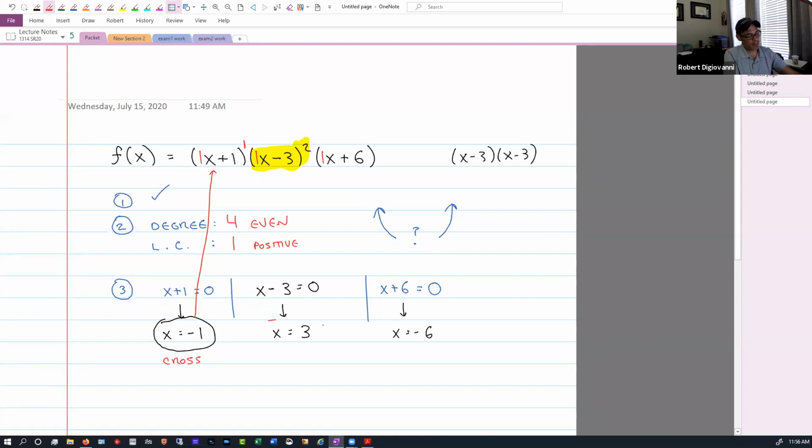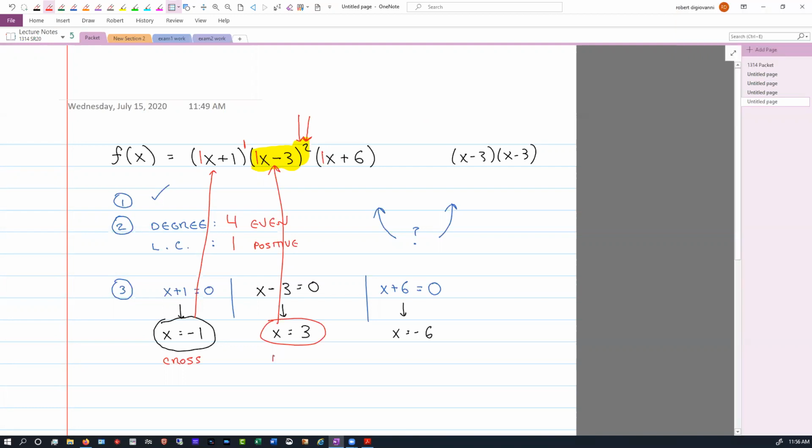Okay, on the 3, where did that come from? It came from this factor. Now, what's the power here? It's a 2, right? And 2 is an even number. And what happens when you have an even multiplicity? We don't cross, we do what? Bounce. We bounce. So we're going to bounce here.